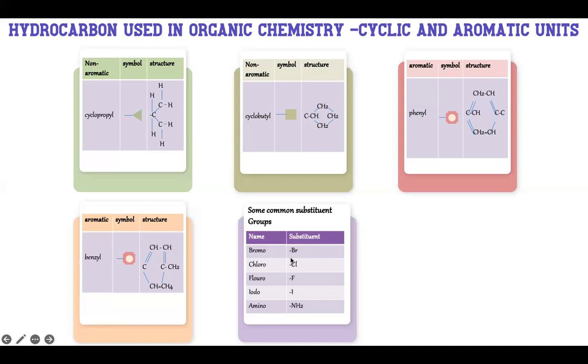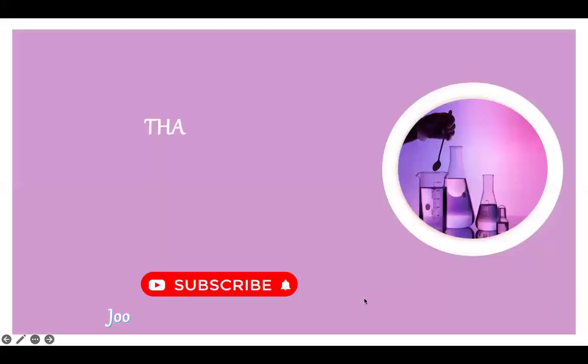Bromo is displayed as Br. Chloro is Cl, fluoro is F, iodo is I, and NH2 represents amino.